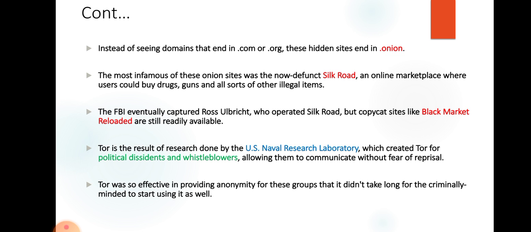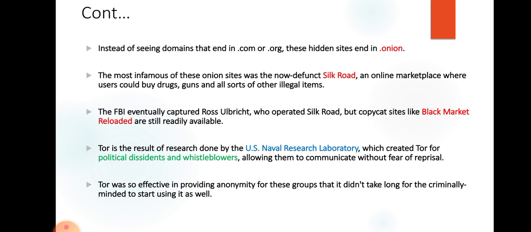The most infamous of these onion sites was the now defunct Silk Road, an online marketplace where users could buy drugs, guns and other illegal items. That kind of marketplace will be available in the different dark web. The FBI eventually captured Ross Ulbricht, who operated Silk Road, but copycat sites like Black Market Reloaded are still readily available. So the person Ross Ulbricht developed the Silk Road website for illegal activity, such as drugs, guns and other content, and that site could be accessed only through TOR.